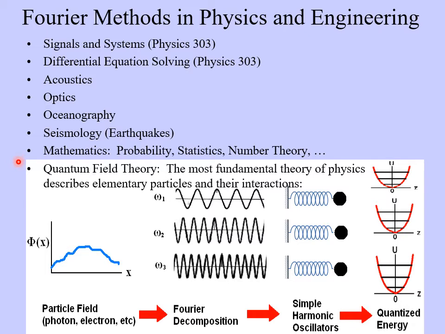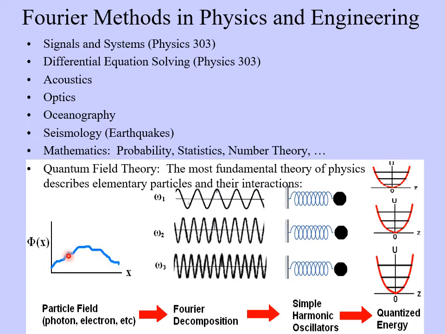number theory. And it's kind of interesting that the most fundamental theory in all of physics, and you could argue in all of science, is called quantum field theory, which describes elementary particles and their interactions. And the idea behind quantum field theory is, you learned in your physics class that when dealing in the quantum realm of the microscopic, particles are represented by wave functions. So what quantum field theory does is it takes that wave function and it basically calls it a field of the particle. So in other words, a photon or an electron would have some particle field like this.